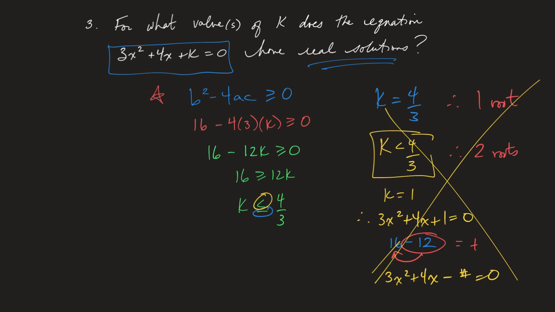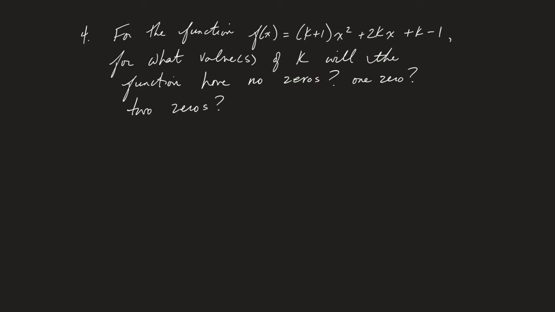Okay, let's jump into one last one. I'd like you to take a look at problem 4. For the function f of x equals, and now we've got this big ugly f function, in brackets we've got k plus 1, x squared, plus 2kx, plus k minus 1. So for that ugly function, for what value or values of k will the function have no zeros, 1 zero, or 2 zeros?